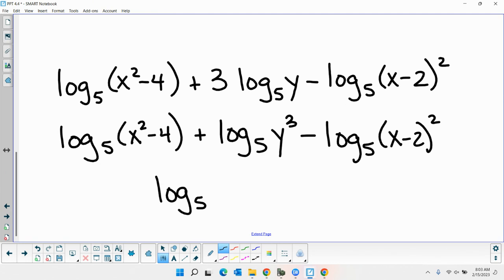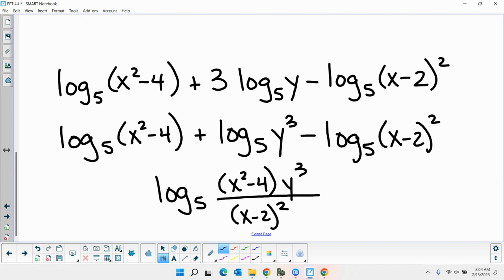Again, it's always going to be the same base when we do these. So just keep it the same. Don't switch it. And then it's just going to be x squared minus 4 times y cubed over x minus 2 squared.